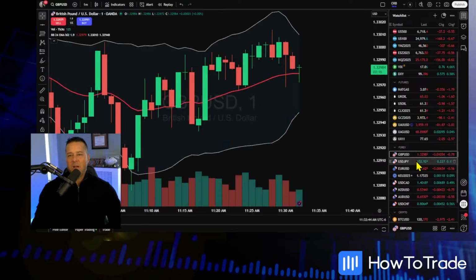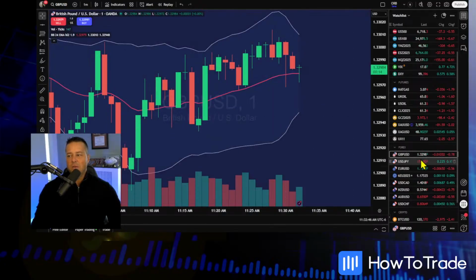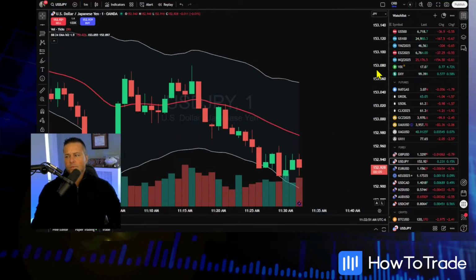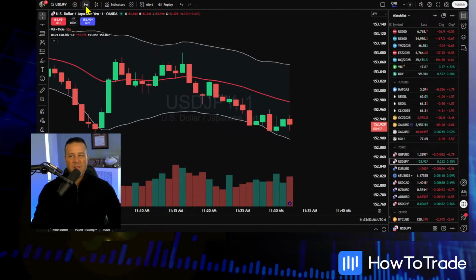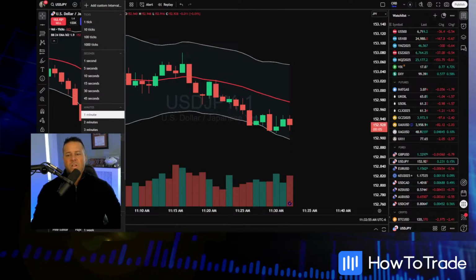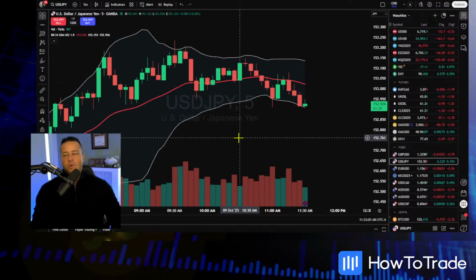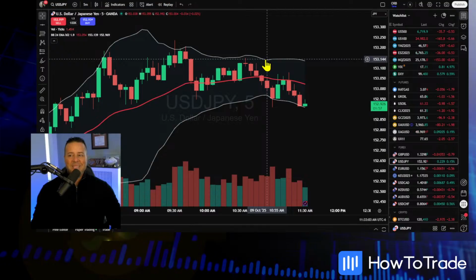Let's go Great Britain pound USD 1 minute. Let's go US dollar Japanese yen. All right, this is relatively flat. Let's adjust our time frame. Let's back this off to a 5 minute. All right, beautiful thing. Okay, now you can see this isn't the best example because those markets are starting to move down just a little bit, but I'm not overly worried about it.